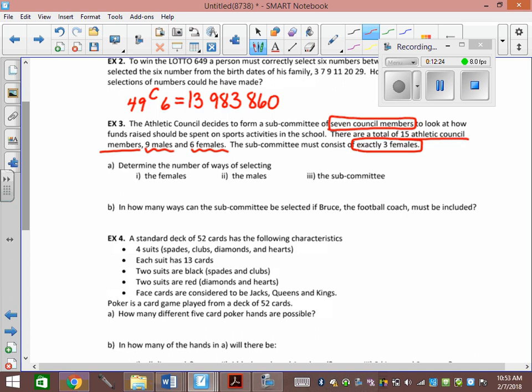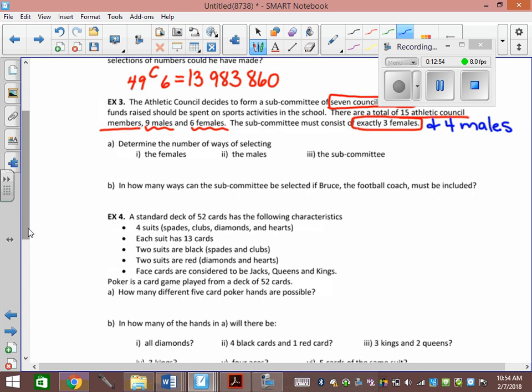The moment they say exactly 3 females, it scares me because they don't actually tell you how many males, and then some people only find females. We need a subcommittee of how many people? 7. We have exactly 3 females, so we need, and what? How many males? 4 males. Grade 1 subtraction coming back at you. So we needed 7, we take off 3, we need 4 more, right? Yes, grade 1, yay. And you thought it was hard back then, I'm sure. Okay, because you couldn't play anymore like kindergarten. Okay.